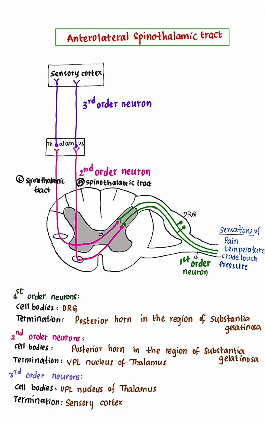The axons of second order neurons in case of lateral spinothalamic tract cross the midline and reach the opposite lateral white column, and ascend in the lateral white column of the spinal cord, then ascend to the brainstem and reach the VPL nucleus of the thalamus. Third order neurons in both the tracts: cell bodies are present in the VPL nucleus of the thalamus and their axons terminate into sensory cortex.